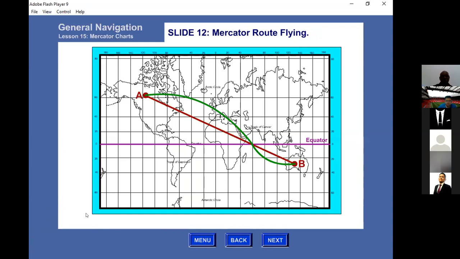Okay. Yes. Now this is the rhumb line track, the straight line, and this is the great circle track. Again, curving in the same manner, that is, convex to the pole, concave to the equator. Similarly, in the southern hemisphere, concave to the equator, convex to the pole, is closer to the pole. Okay.